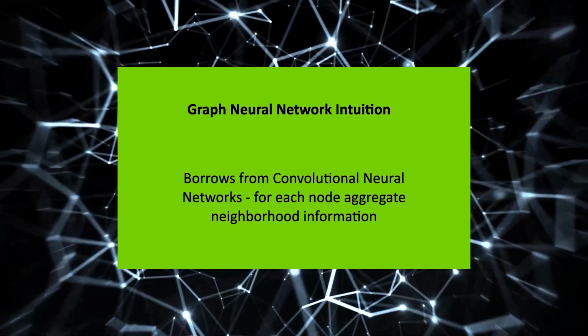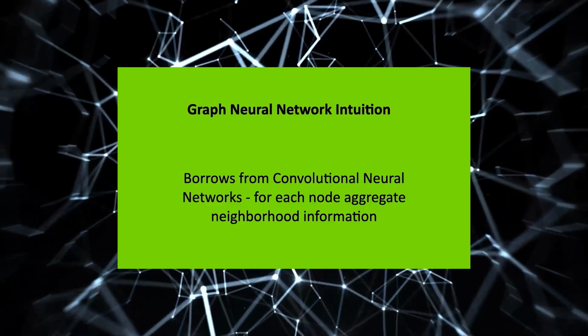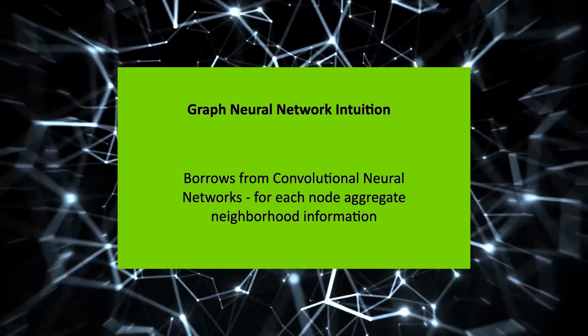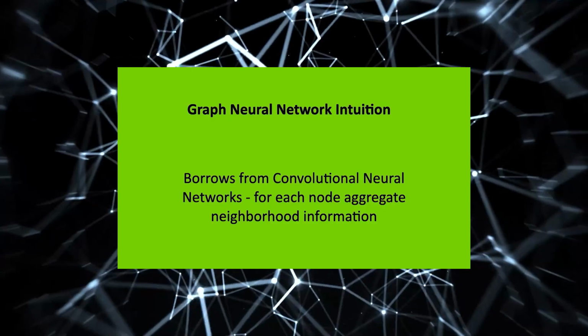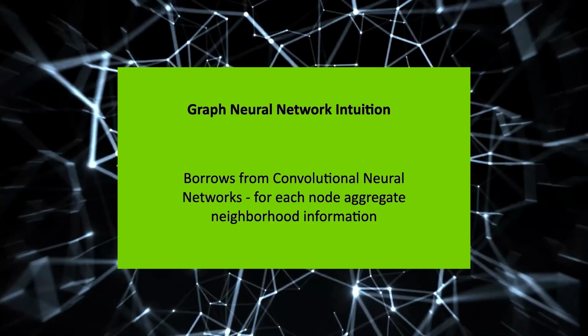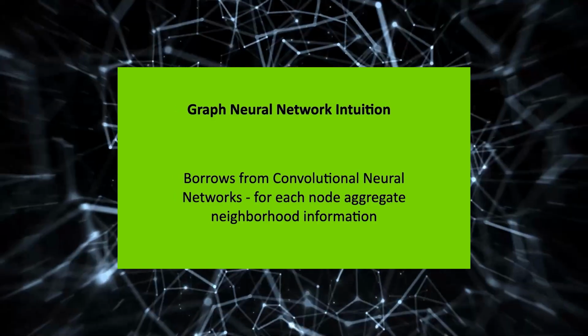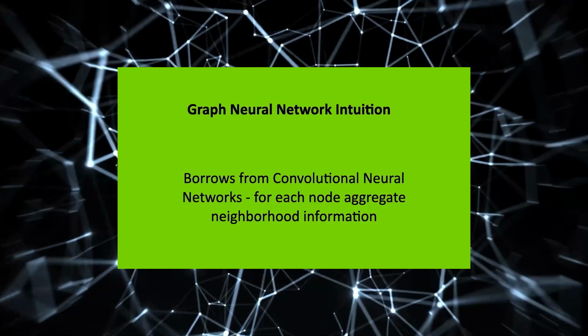Convolutional neural networks extract features from images by applying a sliding window kernel over the input image. The image is treated as a grid-like structure of pixels, and this sliding window extracts information from every pixel and all of the neighboring pixels as well. This aggregation of neighborhood information allows convolutional neural networks to learn features from the underlying image. The same idea can be extended to graph neural networks as well.